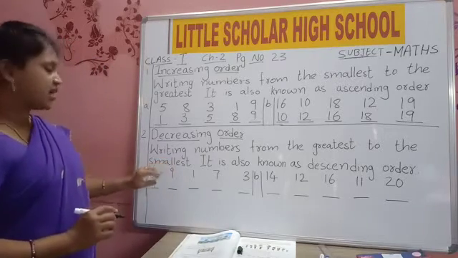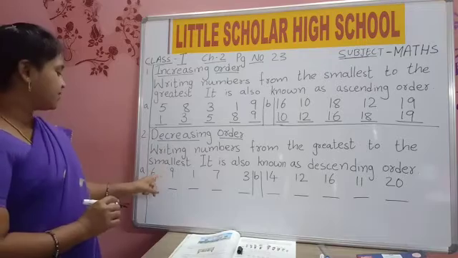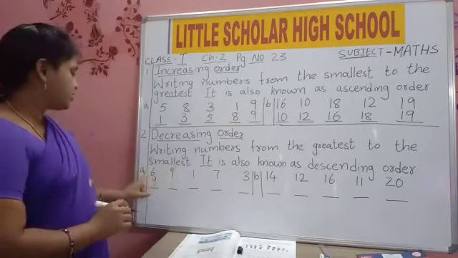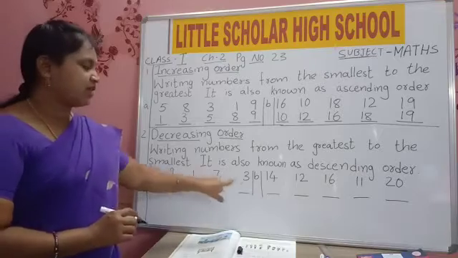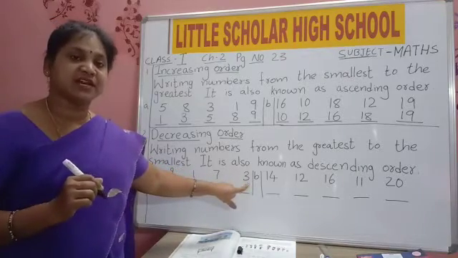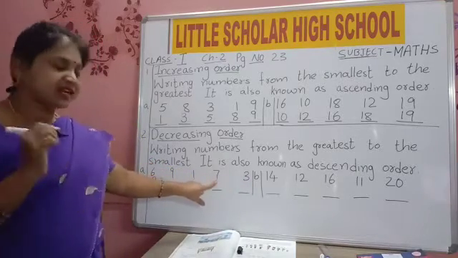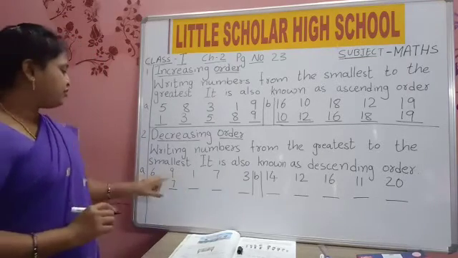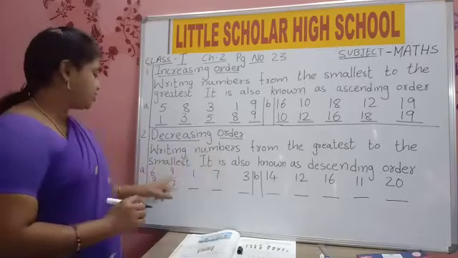Now we finished 9. Read out the remaining numbers: 6, 1, 7, 3. Among this, which is the greatest number? 7 is the greatest number. So write 7. Now we finished with 9 and 7.